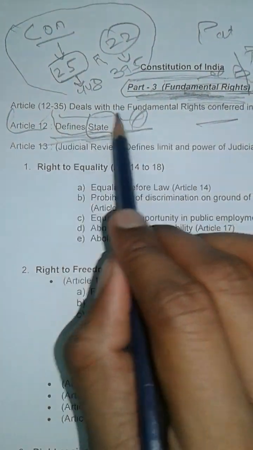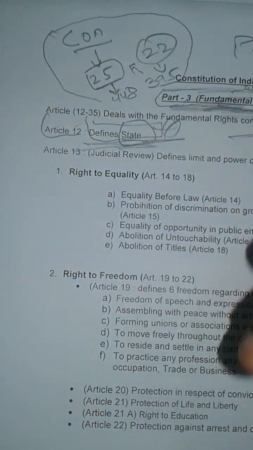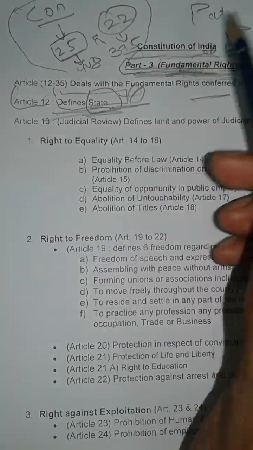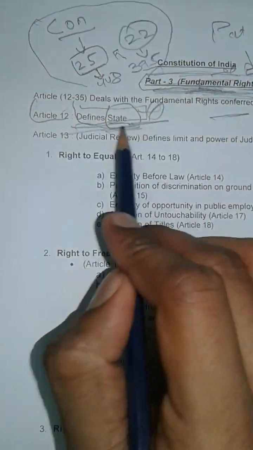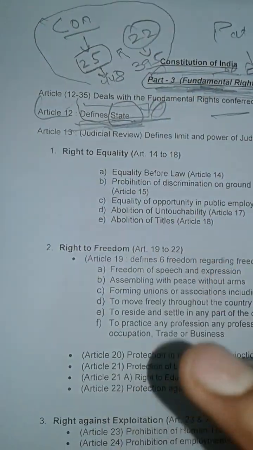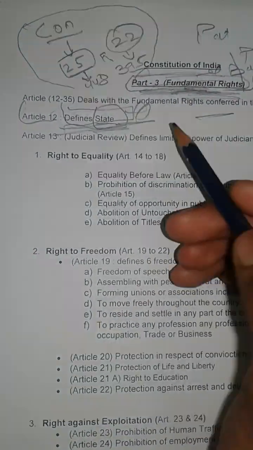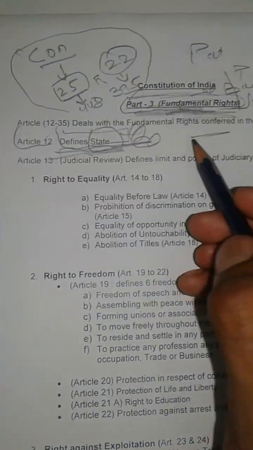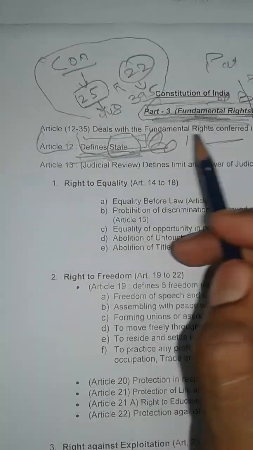So we are not going in depth into the definition, but in order to understand the basics of the fundamental rights, that is part 3 of our Indian Constitution, we have to understand the definition of state. The state is defined under Article 12 of our Indian Constitution, and it tells who should be called the state, and what its functions are.